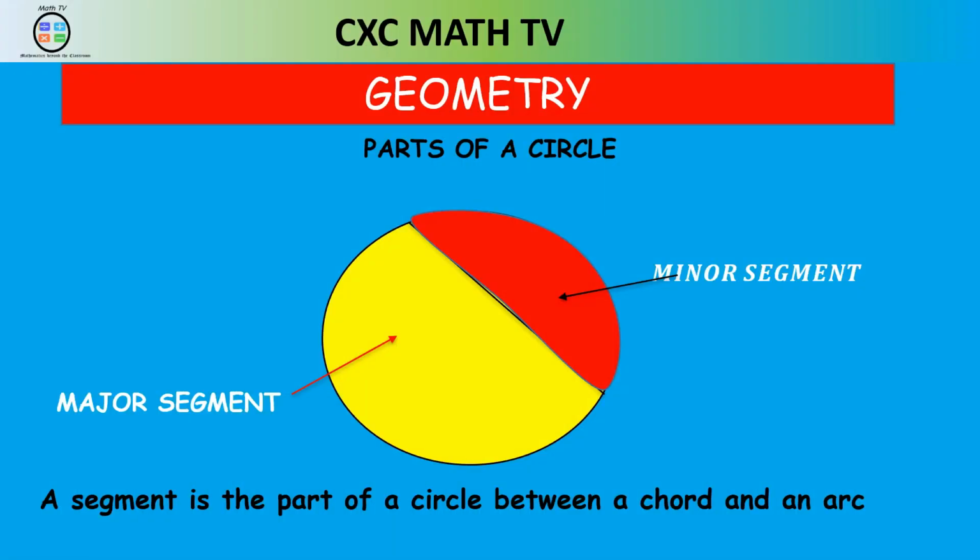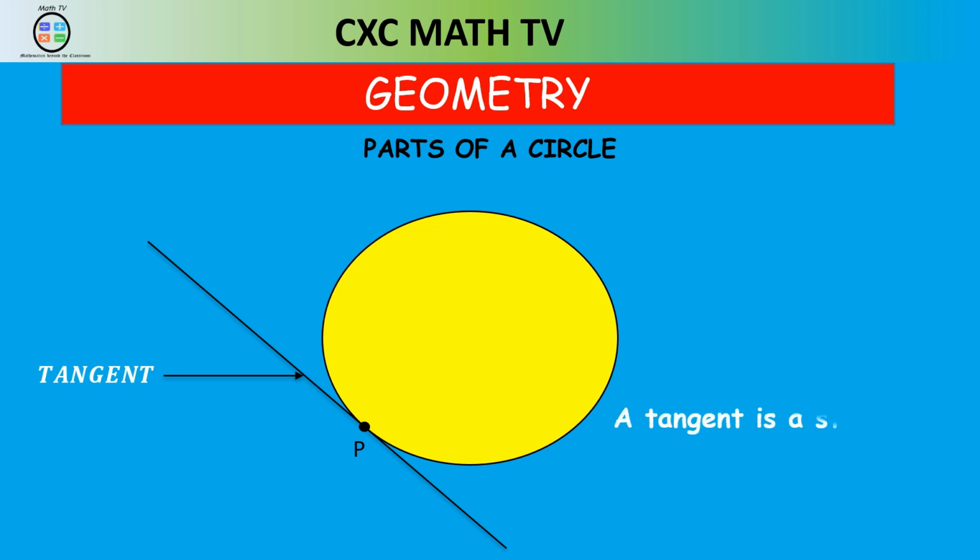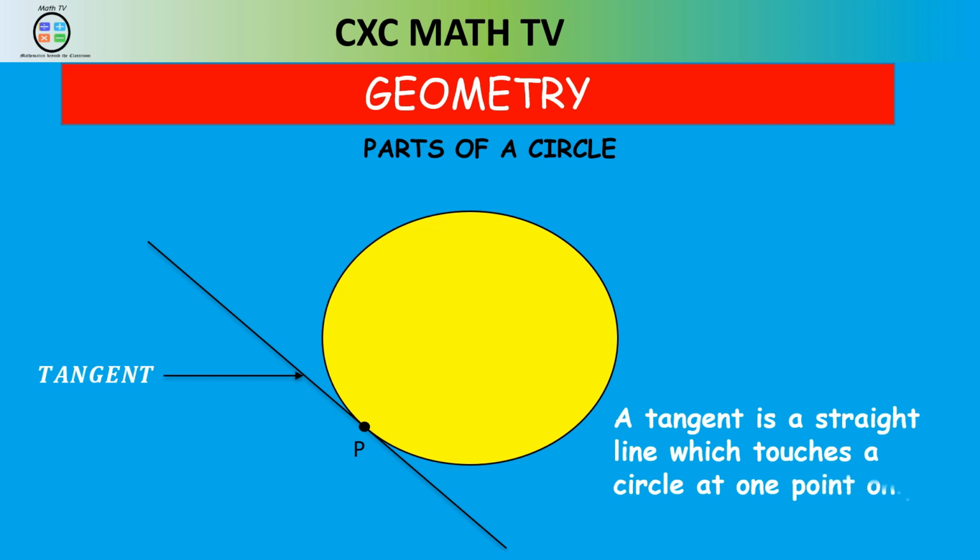Now, if we were to just draw a line and that line touches the circle, in this case at the point P, just at one point. So if the line touches the circle just at one point, we call this line a tangent line. A tangent line just means that the line intersects the circle only at one point.